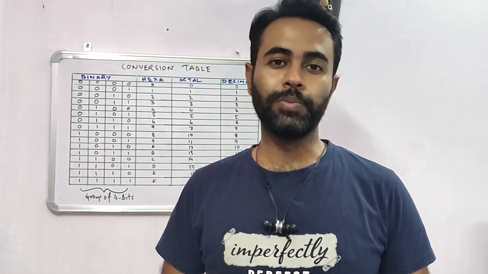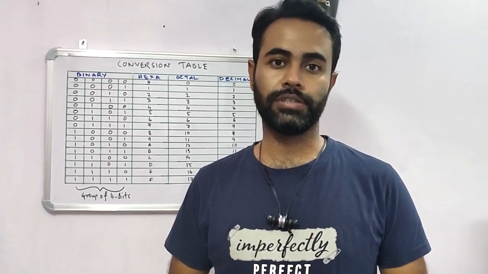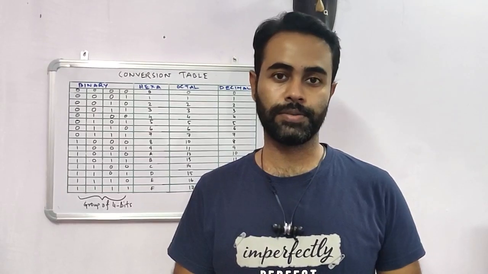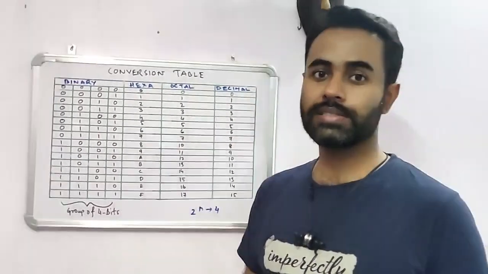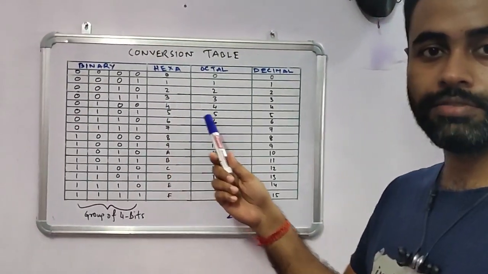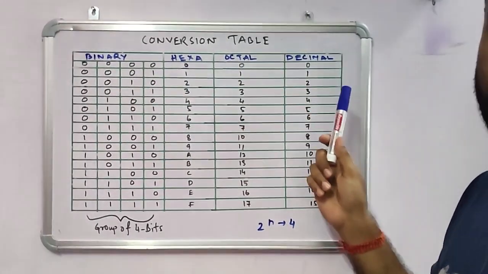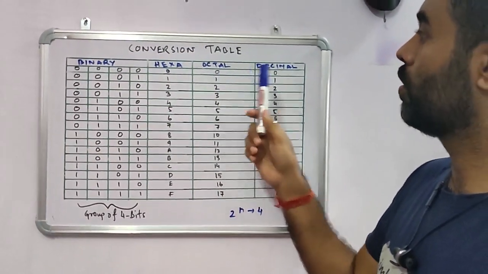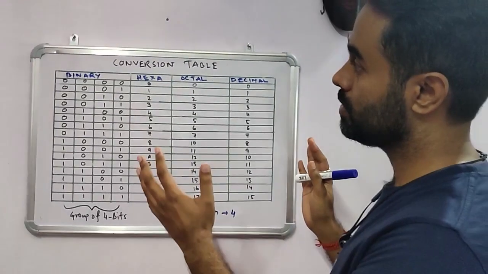In this video we will be learning a different form of conversion from one base to the other bases. Now, to do that, we need to understand the conversion table. Here we have a conversion table of all the four bases, that is the binary, hexa, octal, and decimal. Now, how is this table constructed?